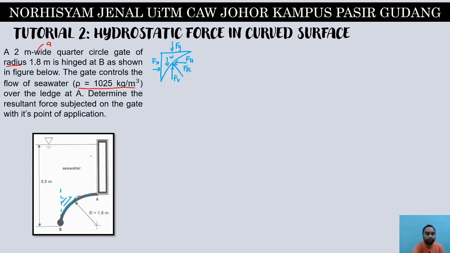Then we need to know the distance from point A to the top to ease our calculation. Because the radius is 1.8, the distance from here is 1.8. So from the surface to point A, it should be 3.5 minus 1.8, which equals 1.7 meter.